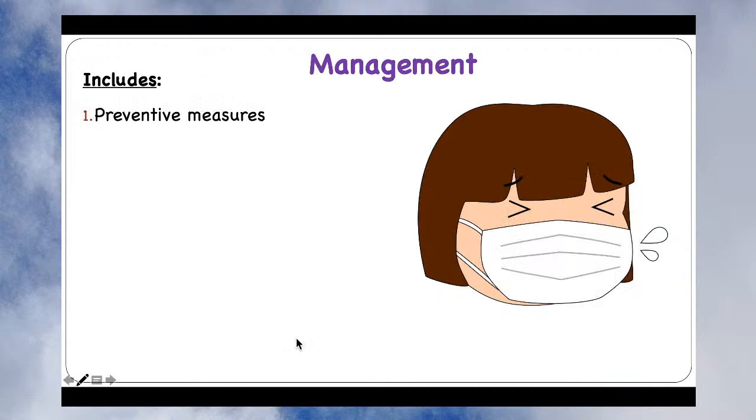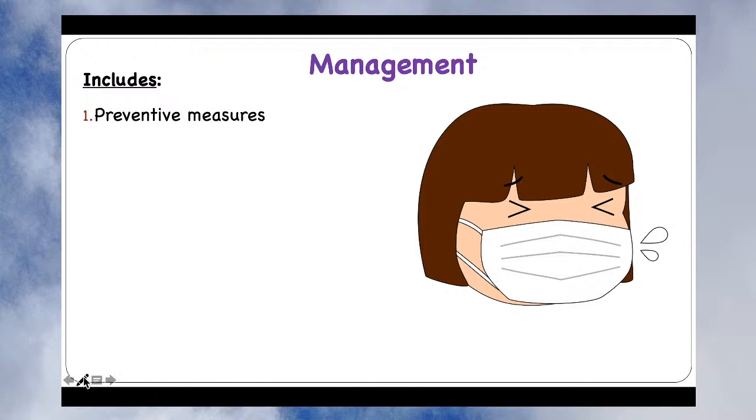Now let's see the management. We have seen the pathophysiology, what problems happen in the bronchi. Now we can see how you can deal with this problem and how you can treat a patient suffering from asthma. Do remember that the most important thing in asthma is the preventive measure.